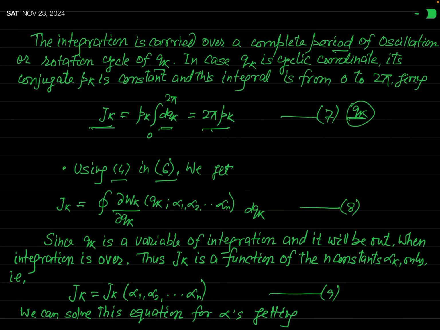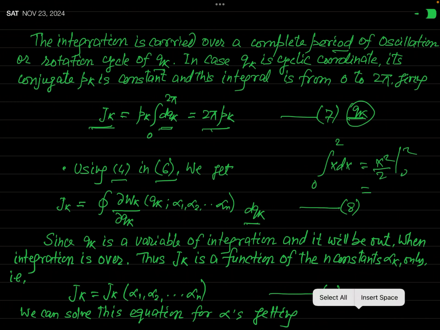Now, since qk is a variable with respect to which the integration is done, and as it is a definite integral, after integration, in the final result, there will be no qk. For example, if you integrate, let us say, x dx, and the limits are 0 and 2, this will be x square by 2 with limits 2 and 0. So this will be 4 by 2 minus 0.